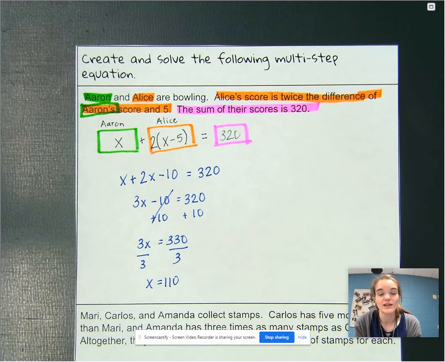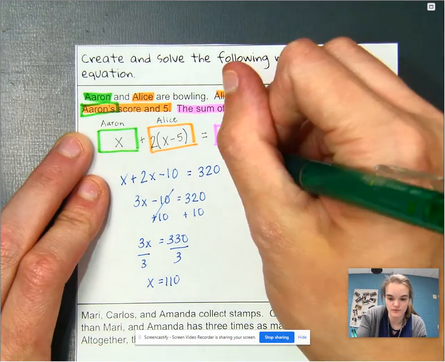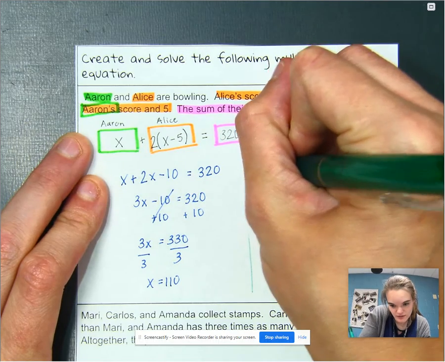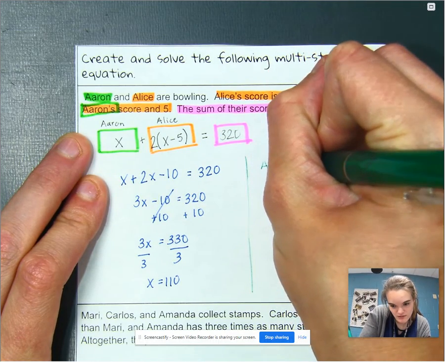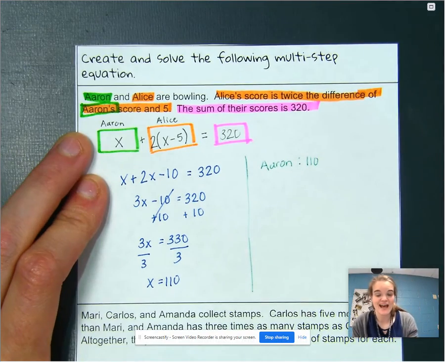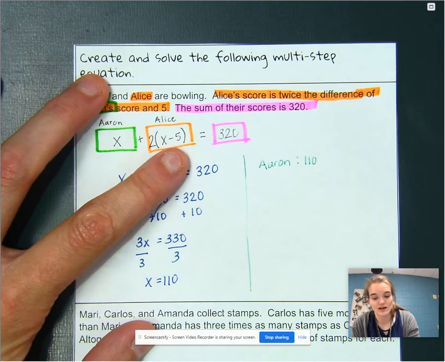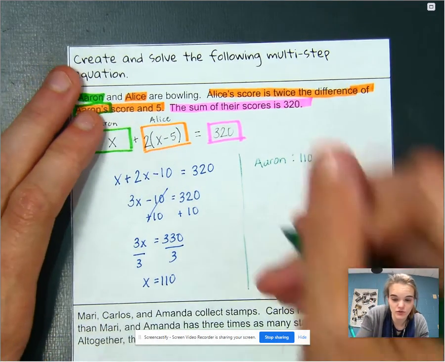Now, just because you're done solving for X, that does not mean you have answered the question. We need to find out what each person's score was. X means something. X is Aaron's score. So Aaron scored a 110. Alice scored 2 times X minus 5. That would be her score.